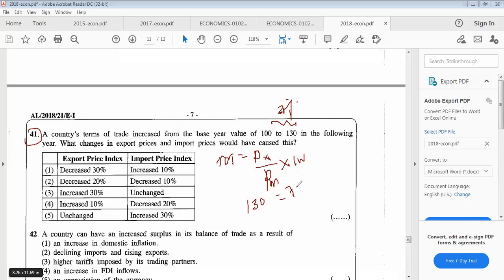You have to check. So then this is 70 over PM increased by 10% means 110. So what is the answer coming? Are you getting this 130 from this? It should be 70 into 100 over 110. So it won't be. First is wrong.